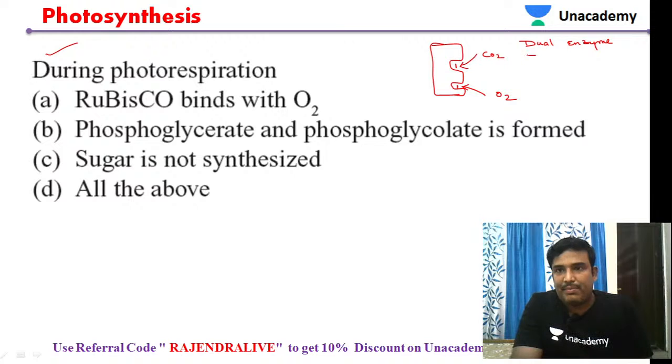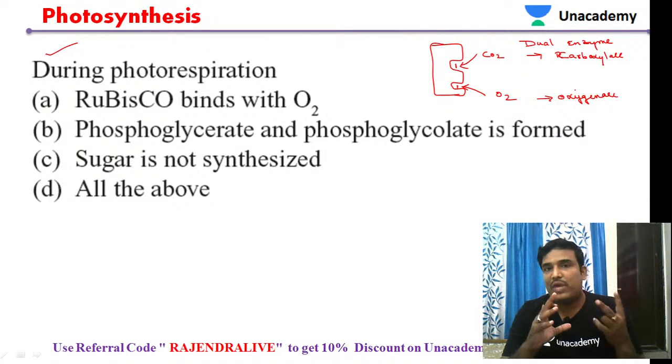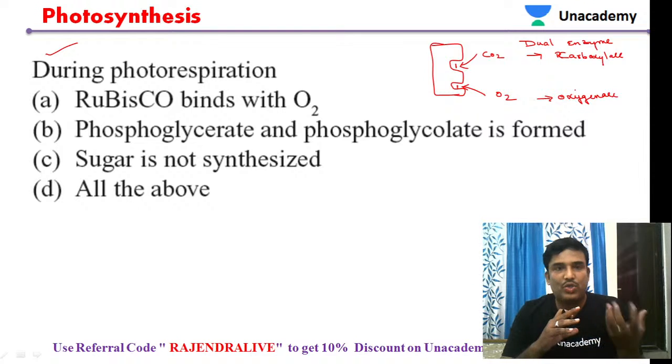When carbon dioxide binds, carboxylase will be active. When oxygen binds, oxygenase will be active. So once again, we have to remember that the Rubisco enzyme, which participates in photosynthesis, is a dual enzyme. It has two enzymatic activities: carboxylase and oxygenase.